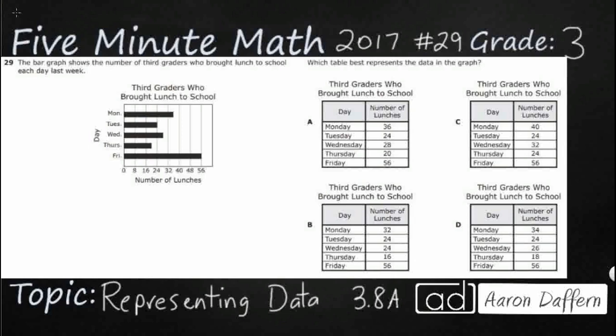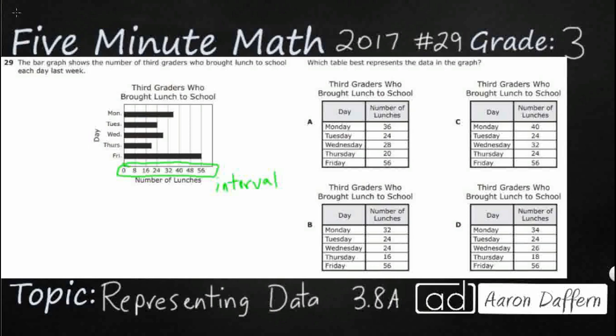So the bar graph shows the number of third graders who brought lunch to school each day last week. Now here is our big thing right here. This is going to be our interval. So that's going to let us know how far each of these bars are, because that's going to be our biggest trick. The A, B, C, and D are simple tables, so there's no tally marks, there's no anything like that. We need to figure out what each of these bars represent and then simply match them up.